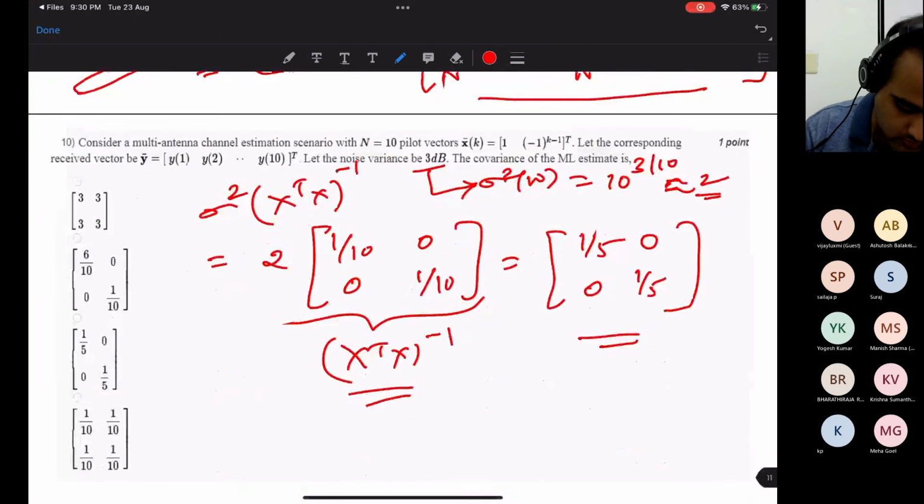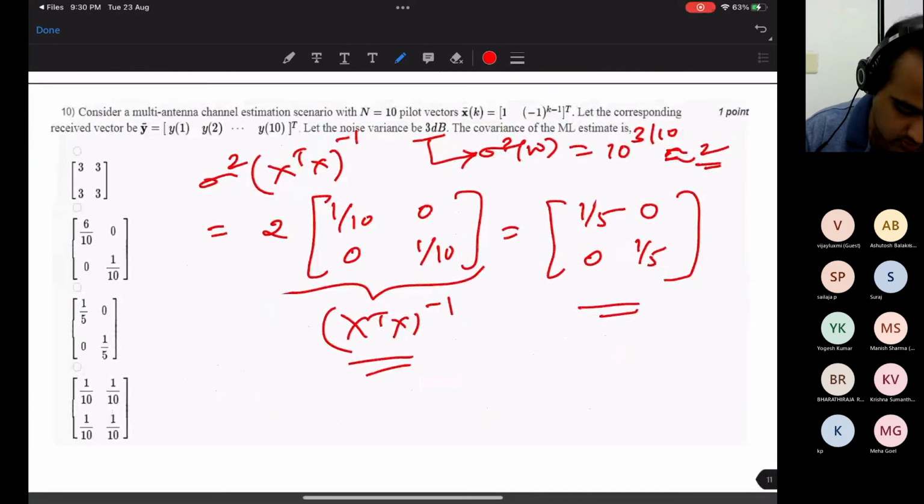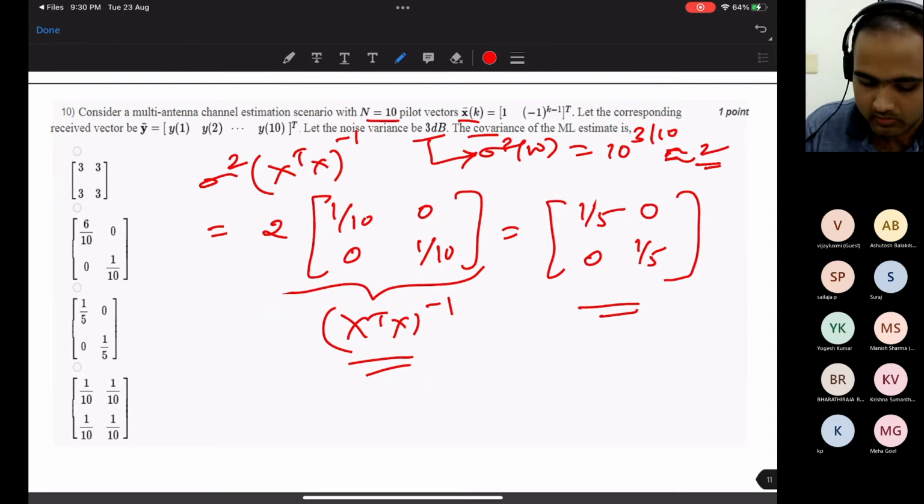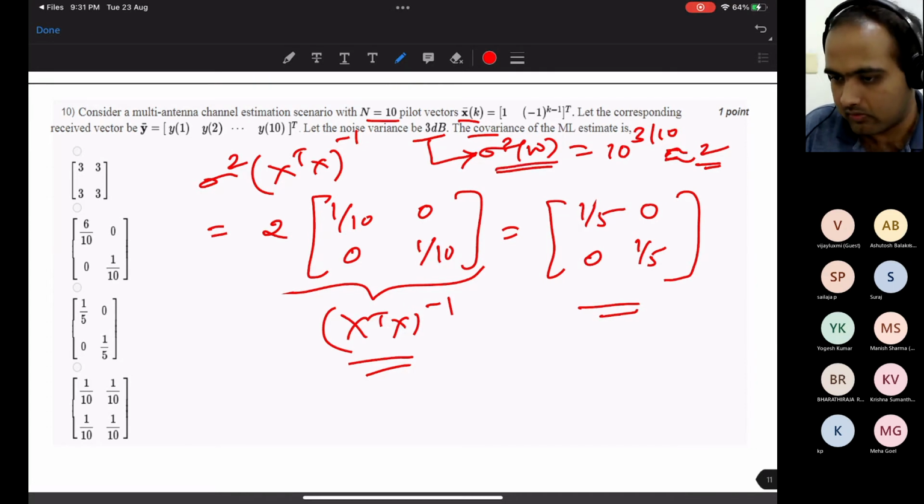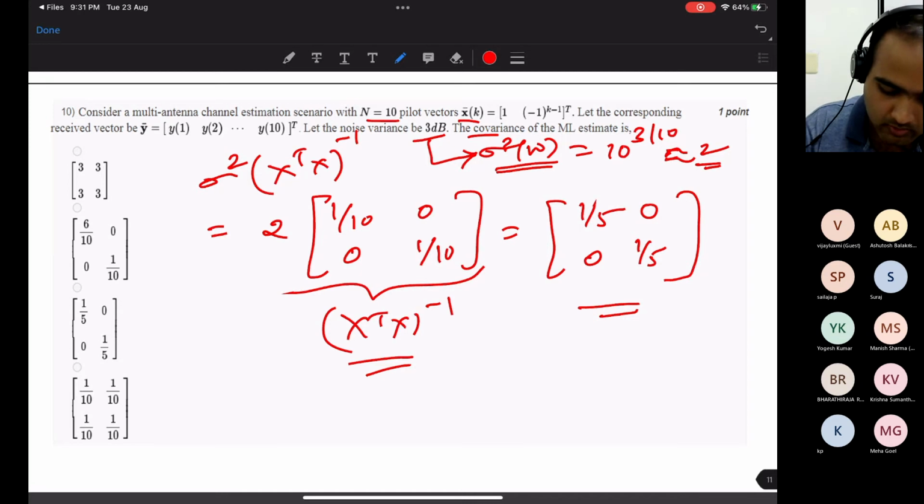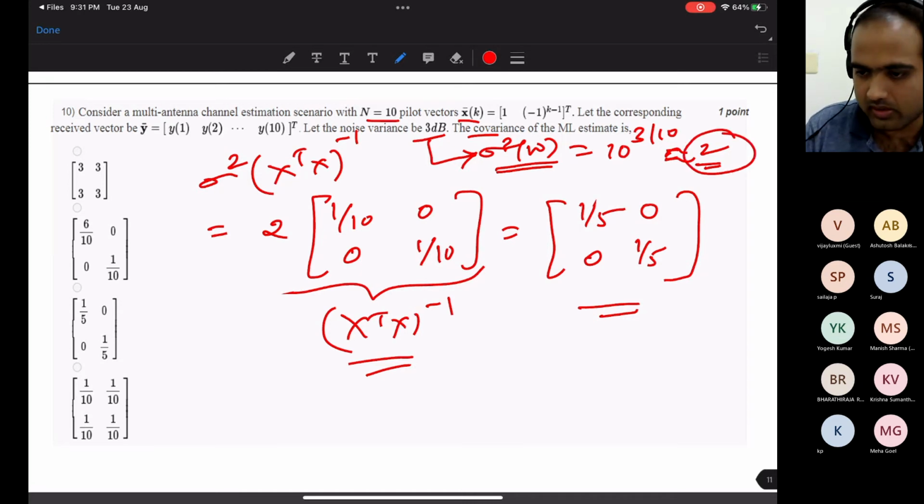Yeah. So now this is the last question. We have again the previous signal model. We have again 10 pilot signals. This is our xk, which is the toggling pilot matrix, and we have to find the covariance of the ML estimate. Now our AWGN variance is 3 dB. So we first compute sigma square in watts. 10 to the power 3 by 10, and this is approximately 2.